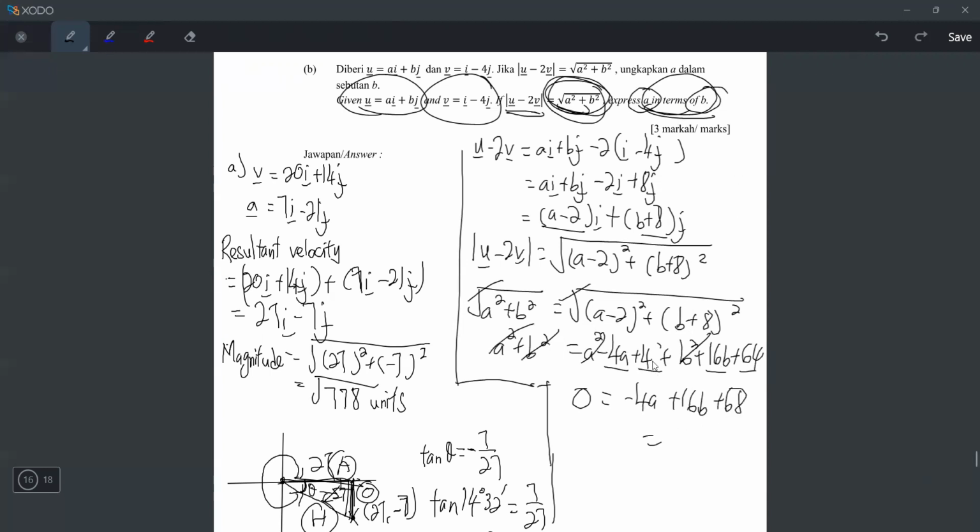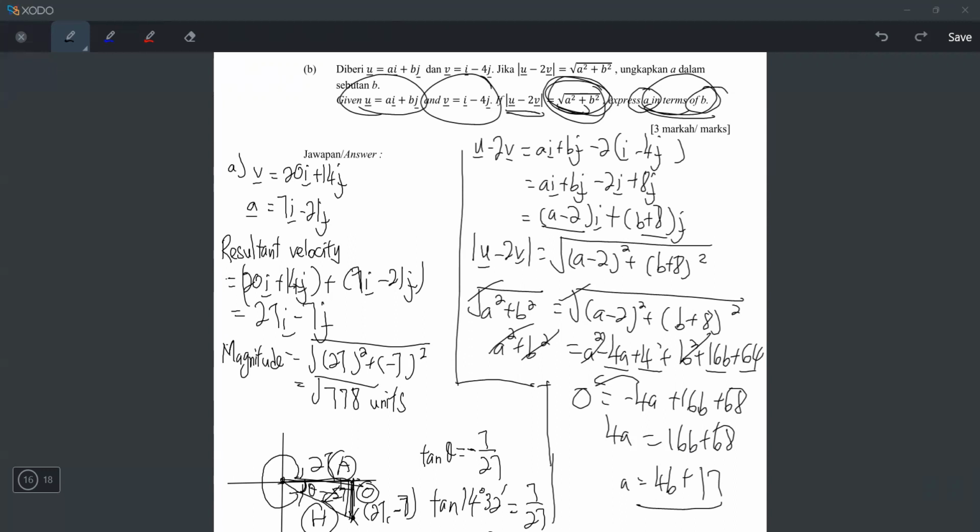But I want A in terms of B, right? So you should make the A single. So 4A equals 16B plus 68. So A equals, divide 4 is 4B, divide 4 is 17. 68 divided by 4. Yeah. So that's the answer.